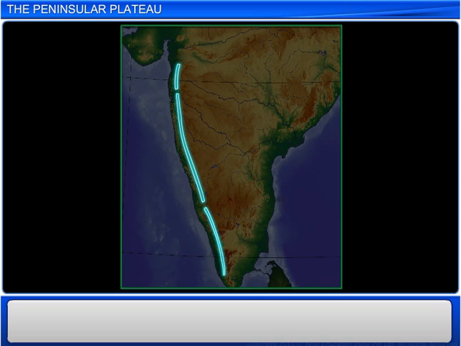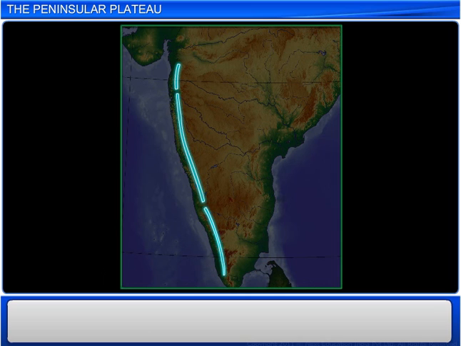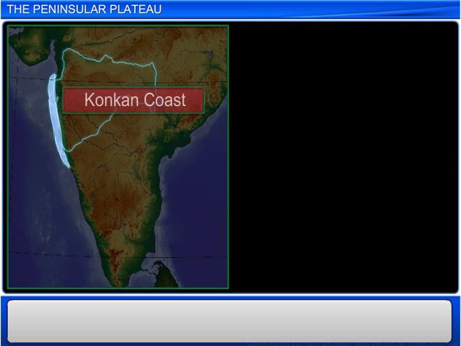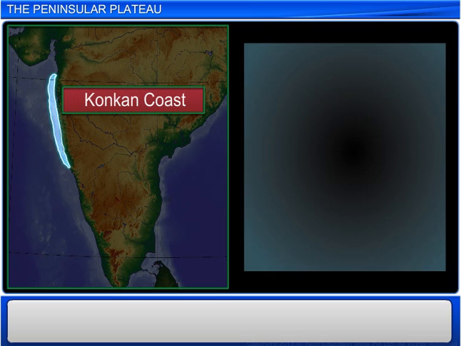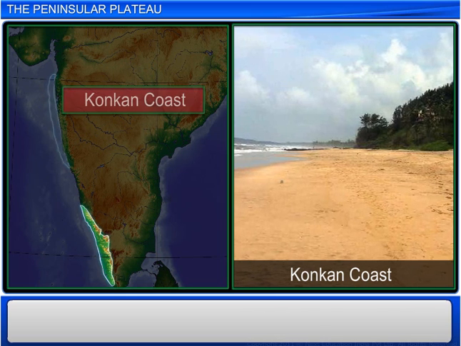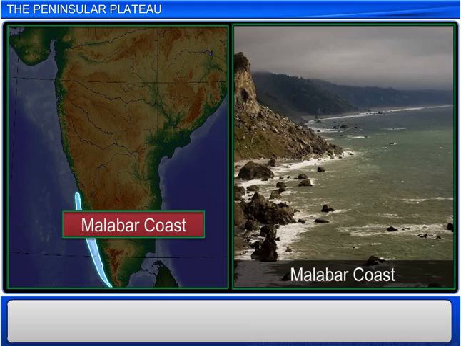The Western Ghats are known in different regions by different names. For example, people in Maharashtra refer to the Western Ghats as the Konkan coast, while those in Kerala refer to them as the Malabar coast.